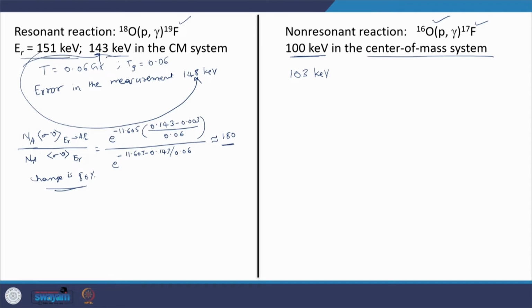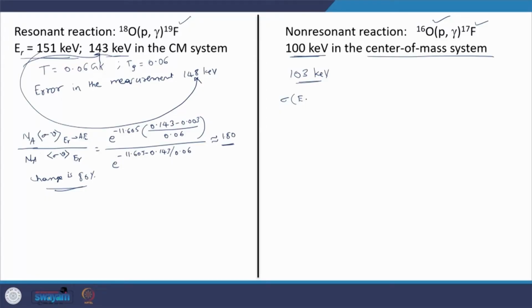No, basically the projectile energy in CM system was 143 keV, and error in the measurement if you perform at 148 was discussed. Now, here instead of 100 keV, if the measurement is performed at 103 keV, what will happen to the change in the cross section? Do you remember the formula which has to be used in order to calculate the cross section for a non-resonant reaction? So, let me write down.